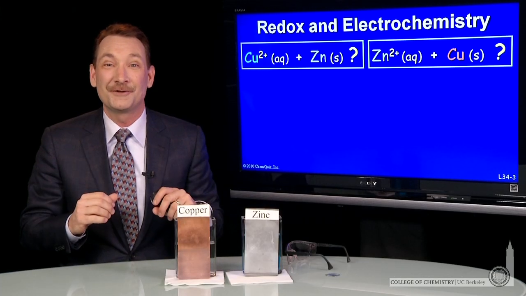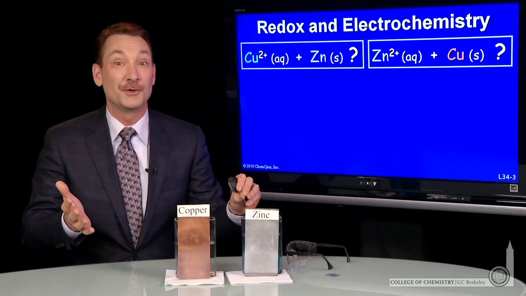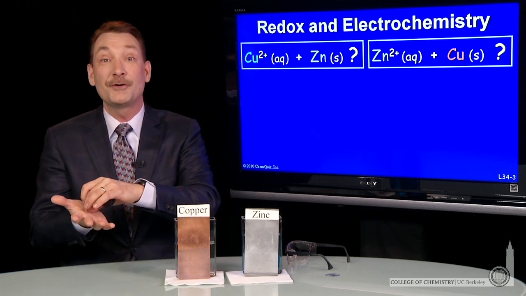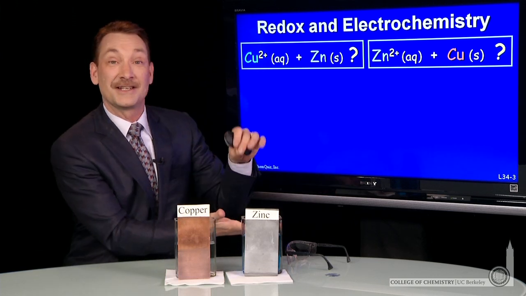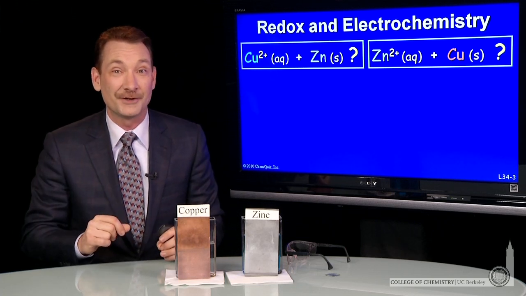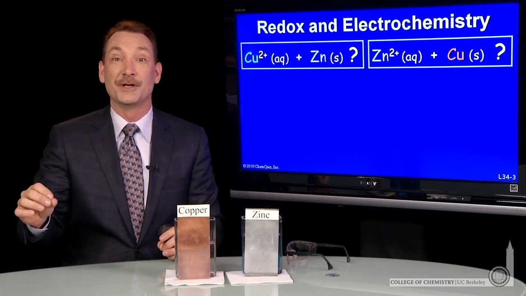When a proton is transferred in a chemical reaction from one compound to another, that's called an acid-base reaction. The compound that gives up the proton is the acid. The compound that accepts the proton is the base. Electrons can also be transferred in chemical reactions from one compound to another.